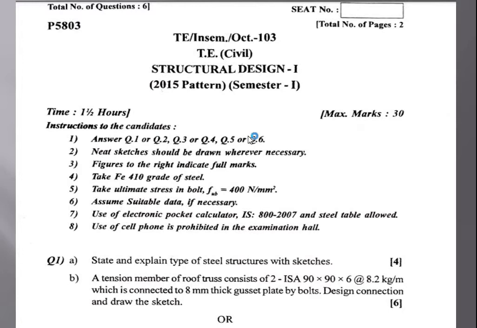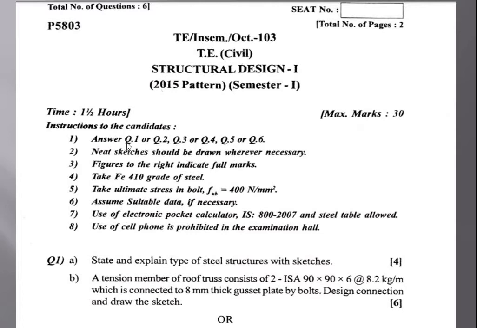In this lecture I am going to discuss the numericals from your last year's in-semester examination paper. This is the in-semester paper of Structural Design 1. The maximum marks are 30 and the time given is 1.5 hours. These are the instructions given. You have to solve 3 questions. 6 questions are given: 1 or 2, 3 or 4, and 5 or 6. You have to read the questions carefully, because selection of the question is very important, otherwise you lose time. Though the time is 1.5 hours, it is very little.